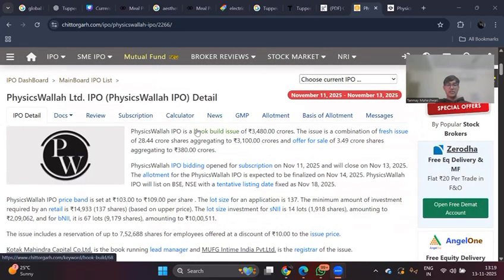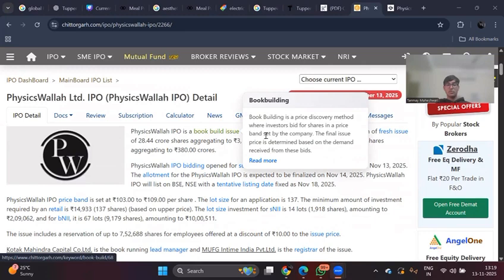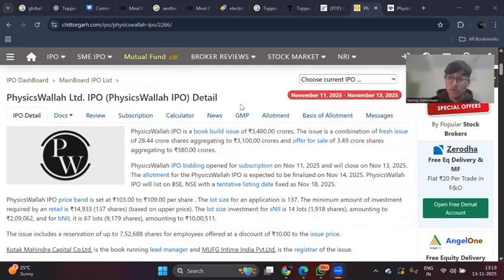The first thing here that I can see is that it is a book build issue IPO. If you don't know, there are two types of issues. First one is a book build issue in which company, instead of setting a fixed price, sets a price band. For example, the company wants to list the shares between rupees 103 to 109 per share. Then the other one is the fixed price issue in which company fixes a fixed price for the shares to be listed at. Say, for example, rupees 105 per share.